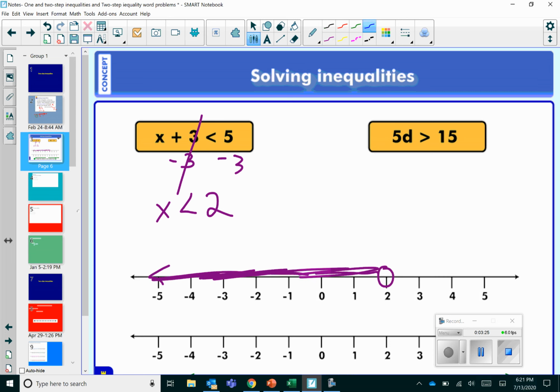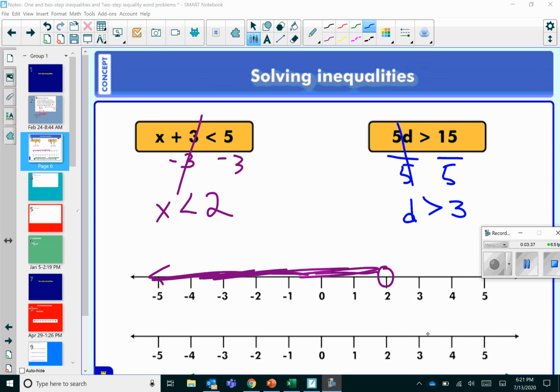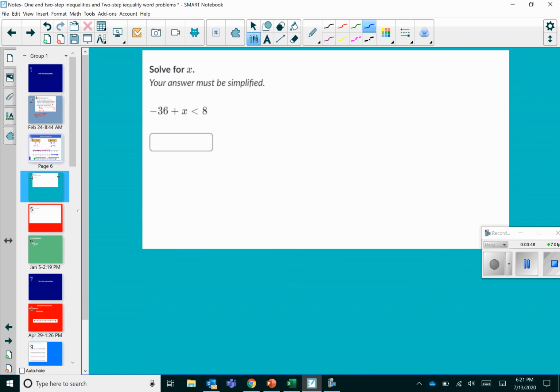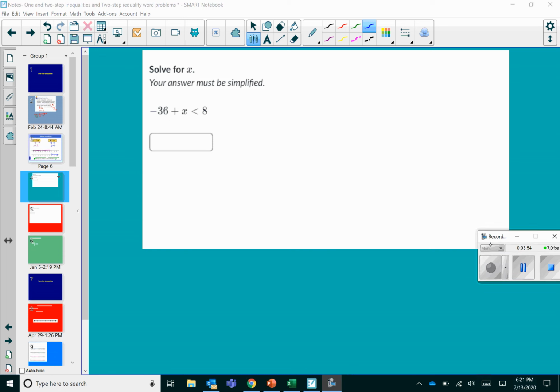Here I've got 5d is greater than 15, so I'm going to divide both sides by 5. That's going to cancel there, leaving me with d is greater than 3. I'm going to do an open circle again. Since d is greater than 3, we're going to go to the right. So you're basically just solving them like you would an equation. However, you're just dealing with a different symbol, and then we've got that one exception for when we multiply or divide by a negative.